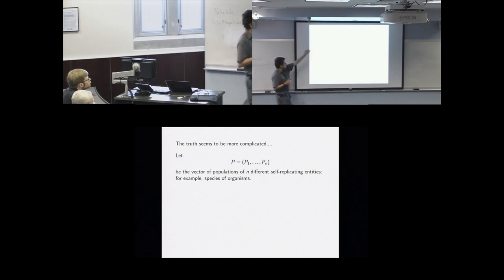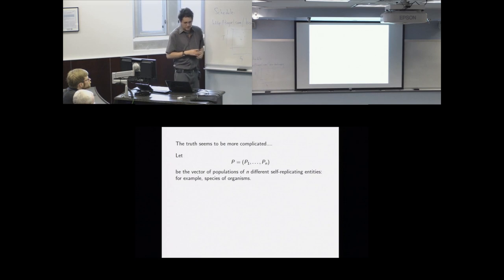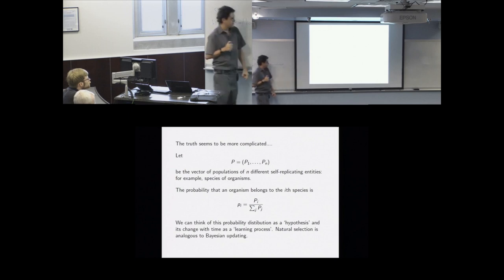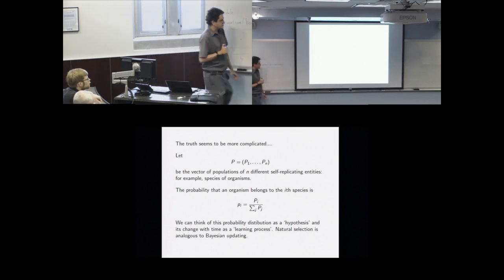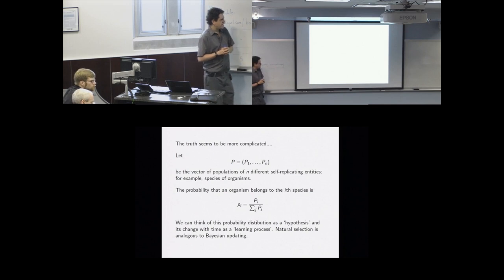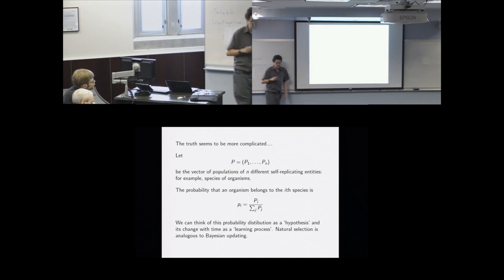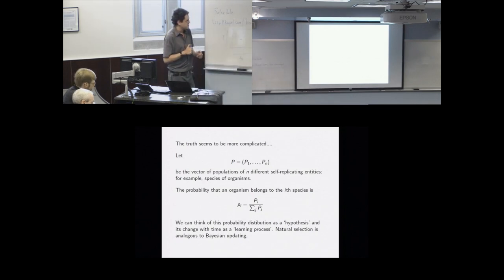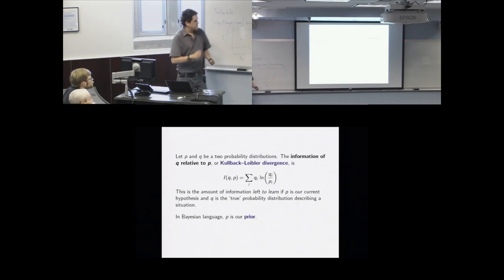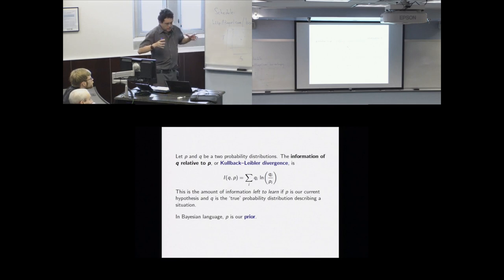So suppose you've got a list of populations of n different species or replicators of any sort. Then you can work out the probability that an organism belongs to the ith species, just its population divided by the total population. But now you can change your point of view and think of this probability distribution as a hypothesis, basically a hypothesis about what's the best way to survive, approximately. And then it's changed with time as a learning process. So natural selection eliminates some and favors others. And so that becomes very analogous in a precise way to a Bayesian updating of a hypothesis, improving the hypothesis as you gain more evidence. And you can make precise some sense in which the ecosystem is gaining information through this evolution process.